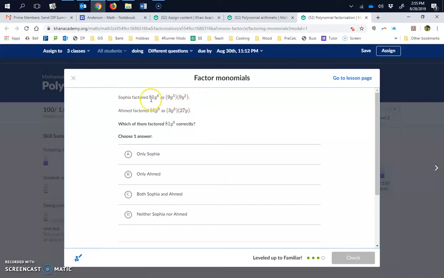9 times 9 is 81. That part is right. y to the 6, y to the 1. This looks like it might be right, but it's wrong. It's going to be y to the 7. 6 plus 1 is 7. So neither Sophia nor Ahmed are correct. 3 times 27 does equal 81. So they both have the front part right, but the back part, the variable part, is wrong. And we are done.